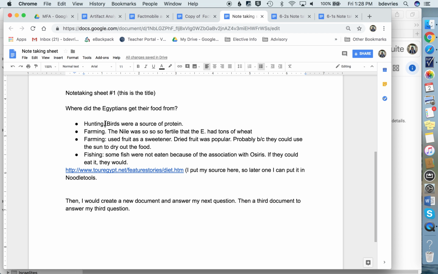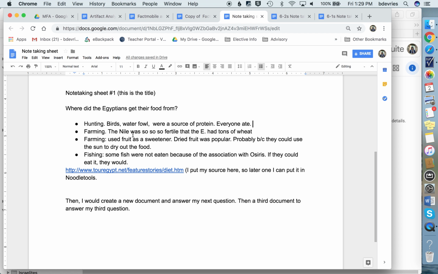I am asking the question, where did the Egyptians get their food from? In my research, using books, right? Using books, and I've cheated a little bit here. I'd rather have you use the books rather than the web for now while I'm away. One of the ways, and I use the textbook for this, I think you remember these details, hunting, birds, or actually waterfowl is what the book says. Waterfowl were a source of protein for the Egyptians, and pretty much everyone ate them. The whole social pyramid did.